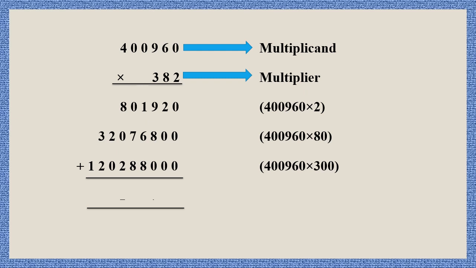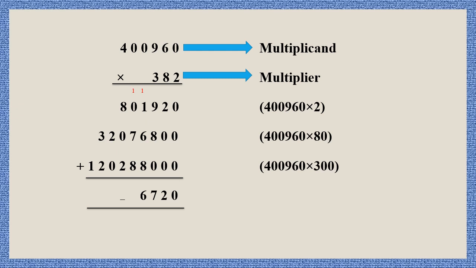After multiplying all the numbers of the multiplier with the multiplicand, we will add these three numbers. So firstly we will add the units place, that is 0 plus 0 plus 0 makes it 0. 2 plus 0 plus 0 makes it 2. 9 plus 8 makes it 17. 7 is written in the answer and 1 is written above 1. 1 plus 1 plus 6 plus 8 makes it 16. 6 is written in the answer and 1 is brought forward as carry above 0.